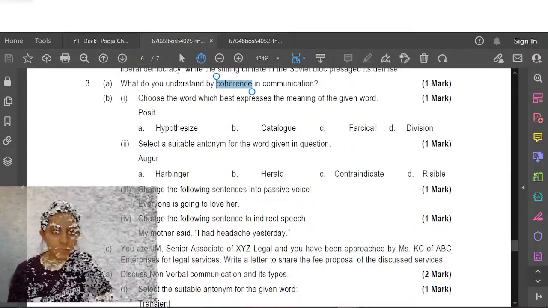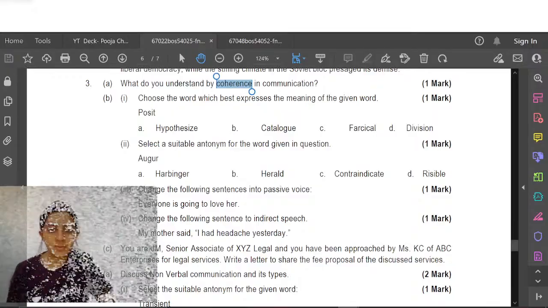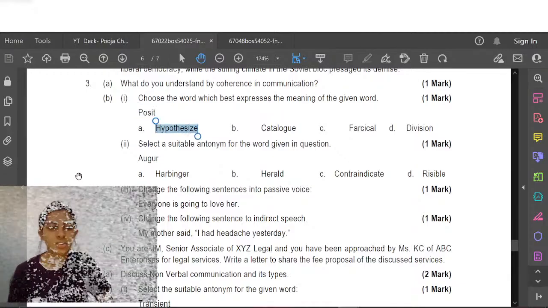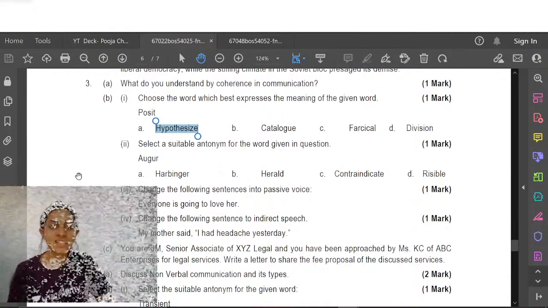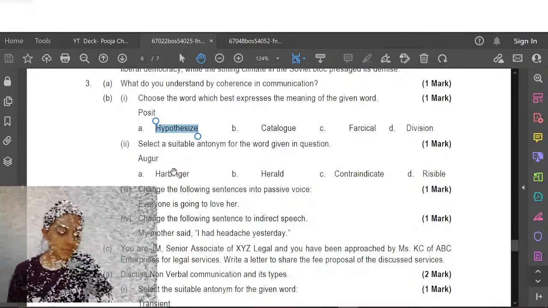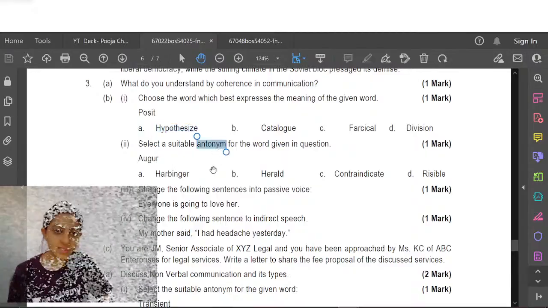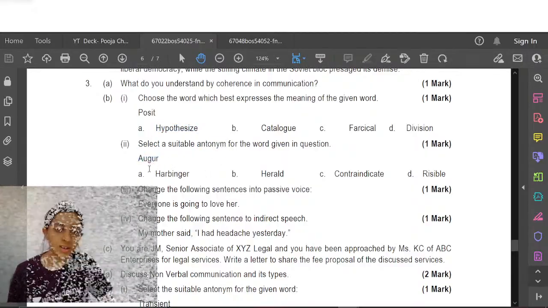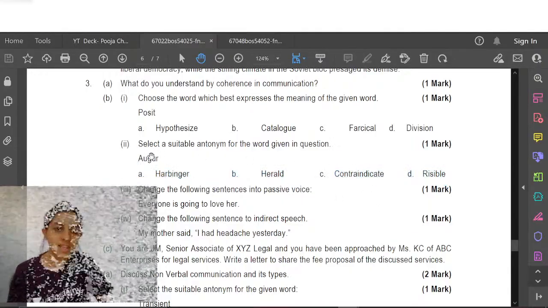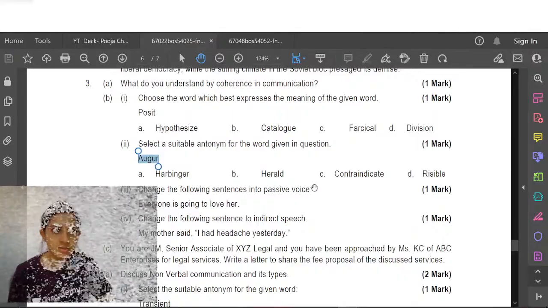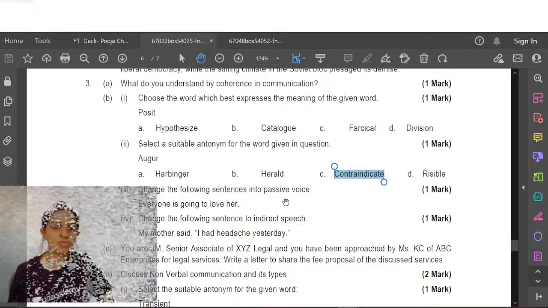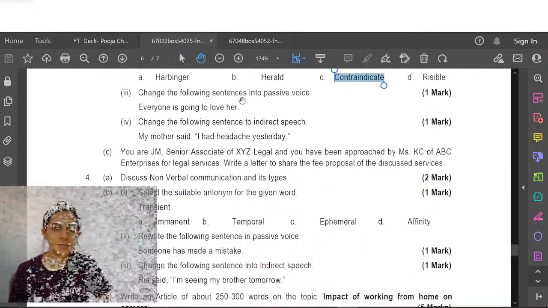What does the word posit mean? Probably if you don't know, posit means hypothesize. Hypothesize and posit mean the same. Now, let's talk about the next one. It is talking about the antonym of abjure. Abjure has an opposite which means contradict. So when I say abjure, it means to not contradict, but contradict means to give an opposite view to a particular thing. Take it. Let's go to the passive ones.